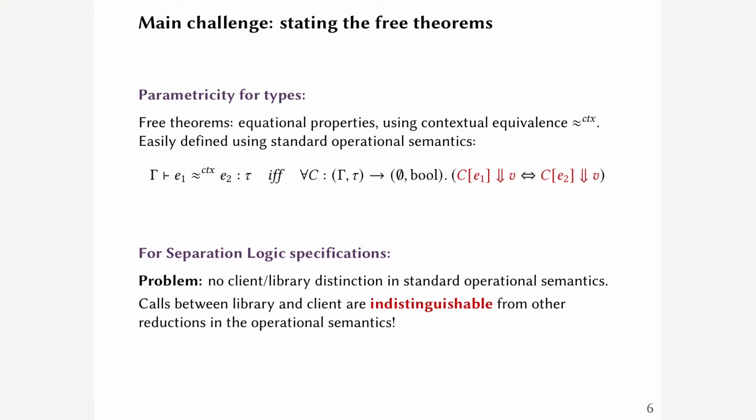standard operational semantics. In the case of separation logic specifications, however, we wish to prove a different kind of properties, namely trace properties about calls and callbacks between client and library. And for that, we have a problem, which is that these interactions are not easily observable. Indeed, the distinction between client and library really only exists at the logical level. At the level of the operational semantics, after library and client have been linked together, the calls between the two simply become indistinguishable from other reductions of the program.